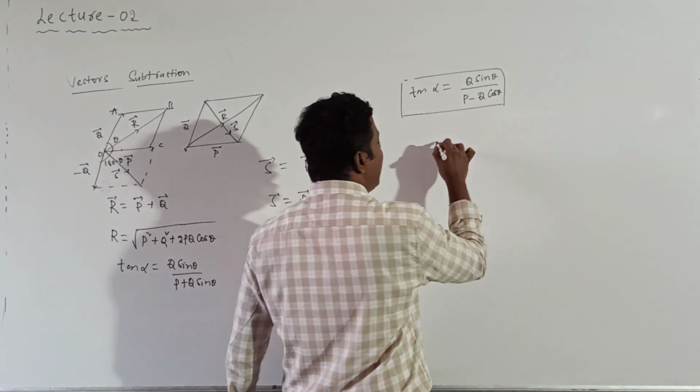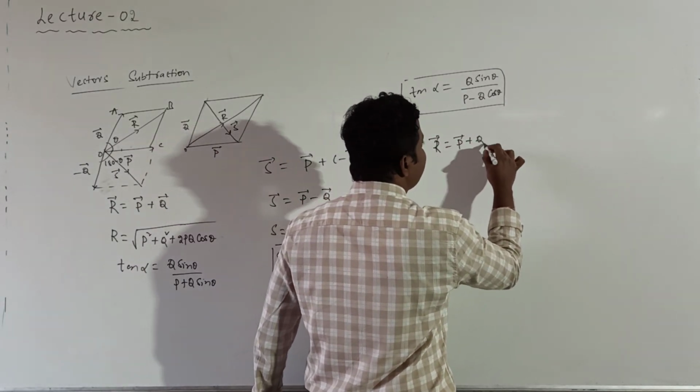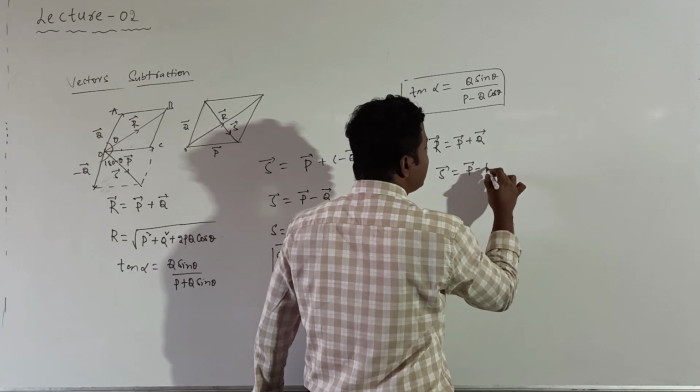So what is the value of R bar? R bar is given by P bar plus Q bar. Similarly, what is the value of S bar? S bar is given by P bar minus Q bar.